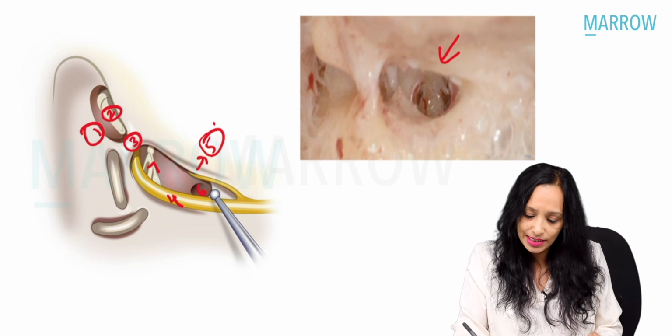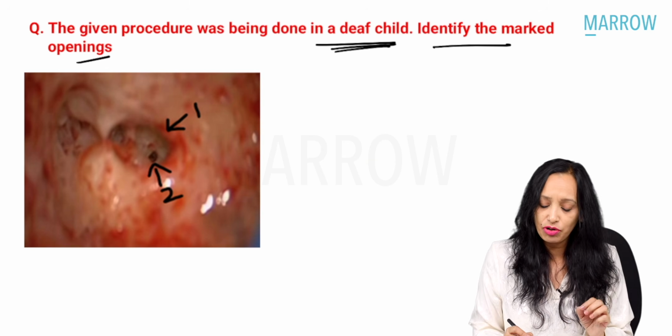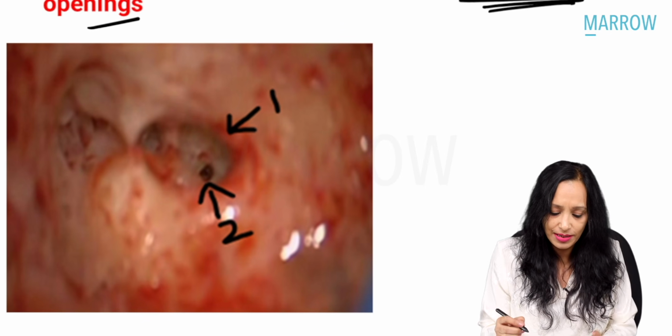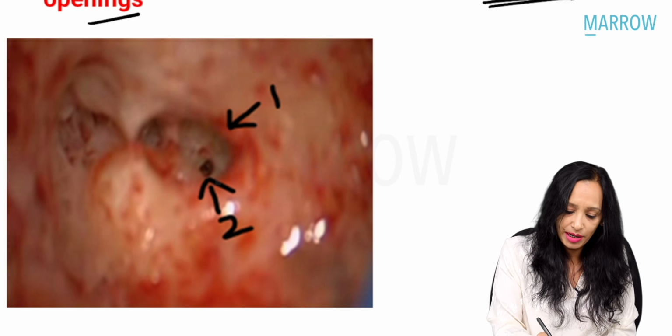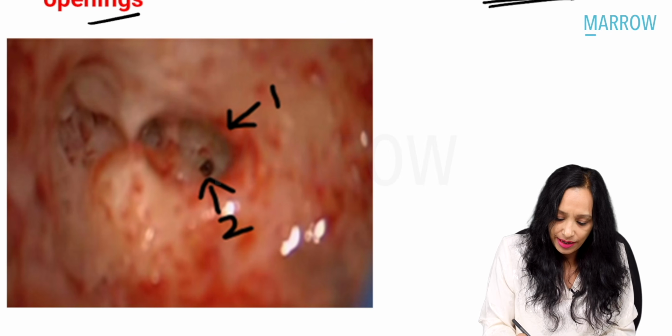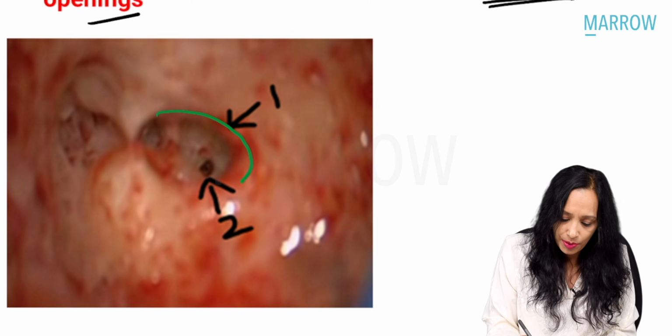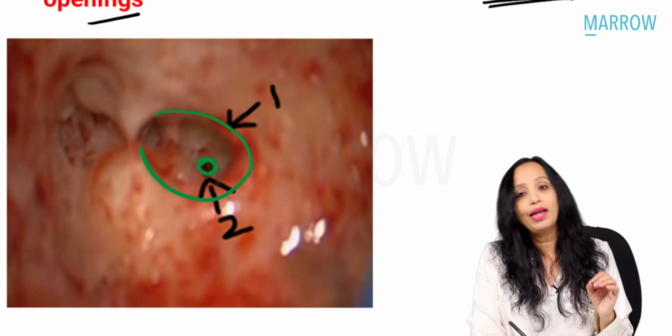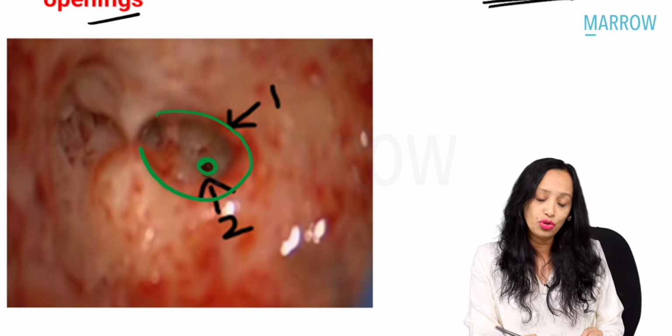So now let us come to that question and see. Yes, the given procedure was being done in the deaf child. What is the marked structure? The marked structure is, yes, we know cochlear implantation is being done, and the 1 is this big opening and the 2 is the small opening. So yes, the 1 is the facial recess area and the 2 is the round window.